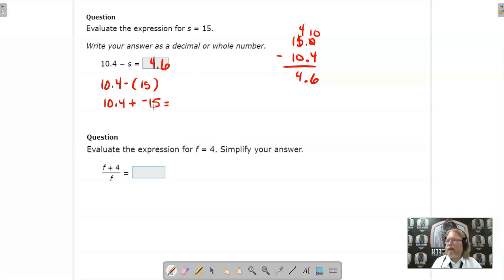And negative 15 has a greater absolute value than positive 10.4. So since the negative is the one with the greatest absolute value, I'm going to go ahead and make the answer have the same sign.